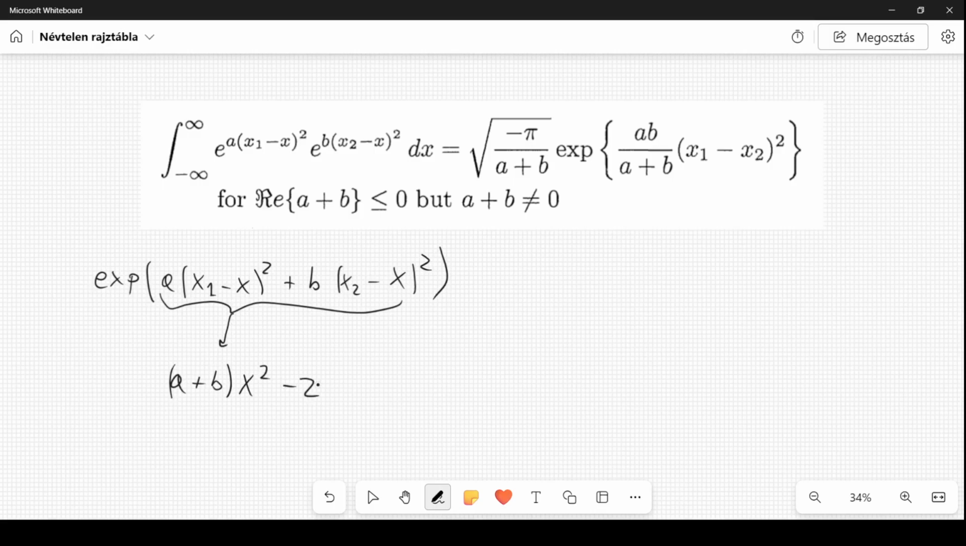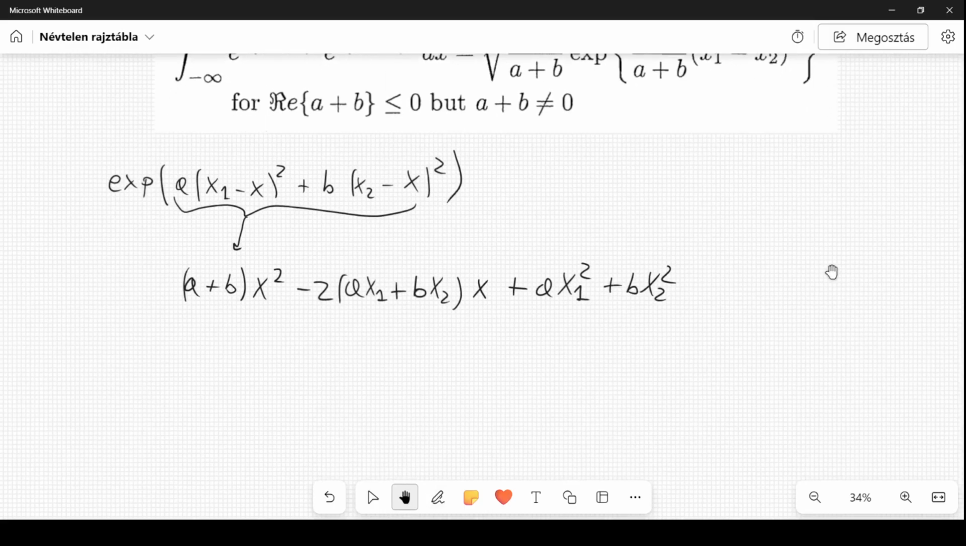minus 2 times (ax1 plus bx2) times x plus ax1 squared plus bx2 squared. Now we can focus on these first two terms, the one that contains x squared and the other one that contains x. And we can complete the square.